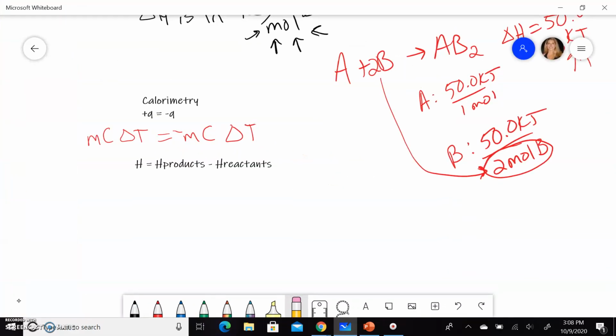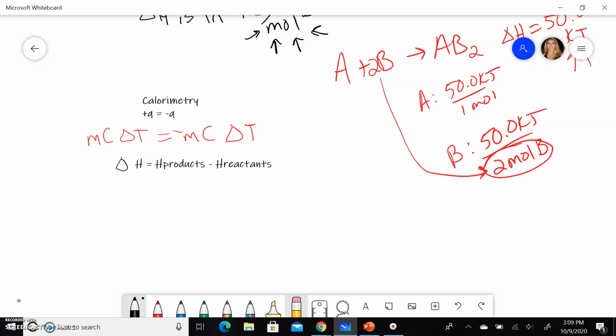All right, so we only have 2 more topics for this section. Let's skip down and do the delta H equals the products minus the reactants first. This is one way that you can find enthalpy, and we're actually going to learn several different ways in this chapter to calculate enthalpy.